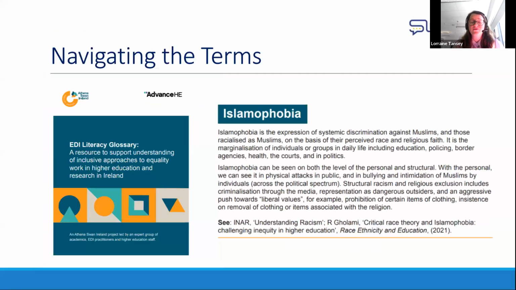Another great resource that we've come across, which people might be familiar with, developed by Athena Swan Ireland, is the EDI Literacy Glossary. A lot of the terms that we've referred to in this session have a meatier definition available in this resource. I actually printed and bound several copies of these, so if people want to pop me their postal address, I'll pop one in the post to you so that you have a copy of these terms, which can be very helpful within your environment to pull up the definitions.